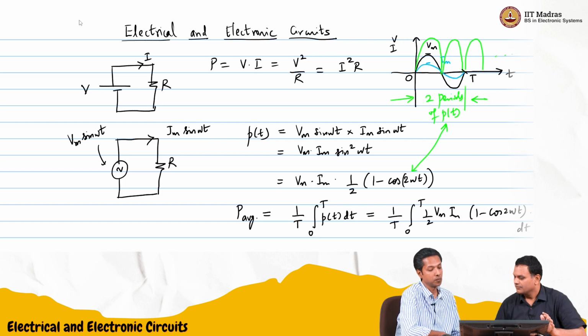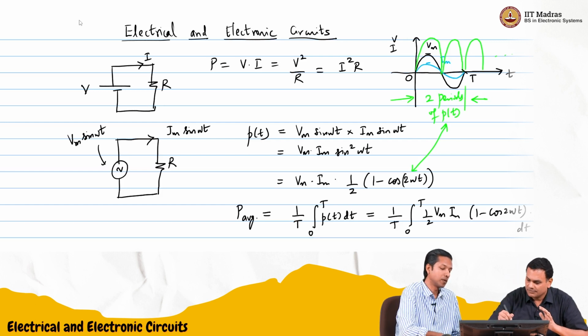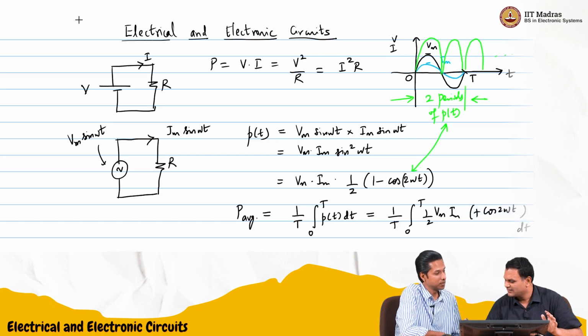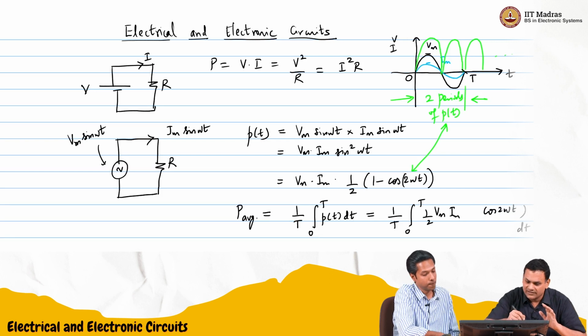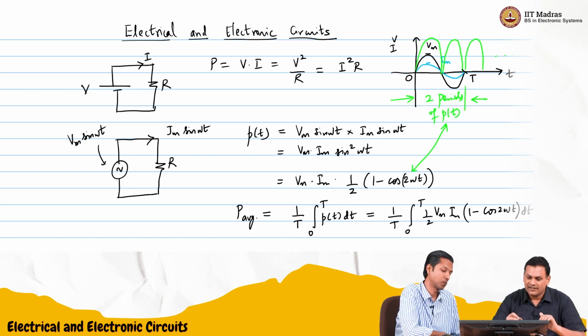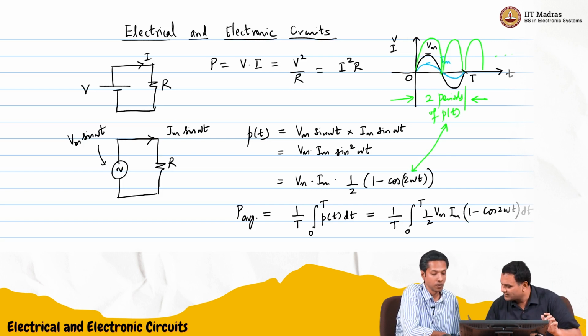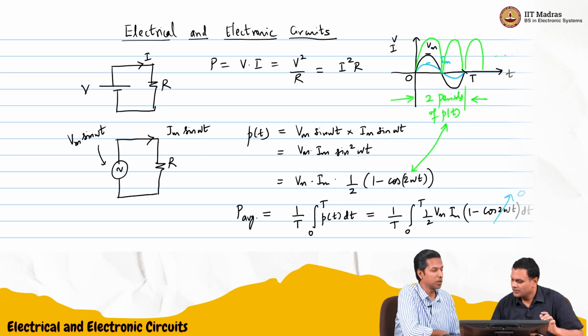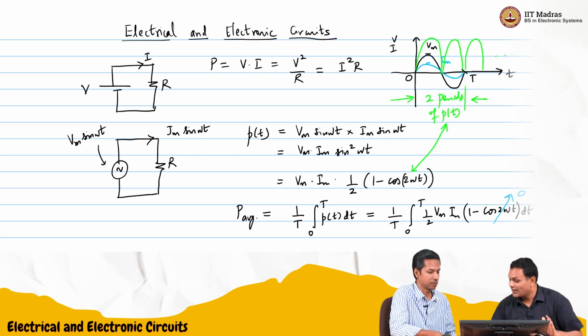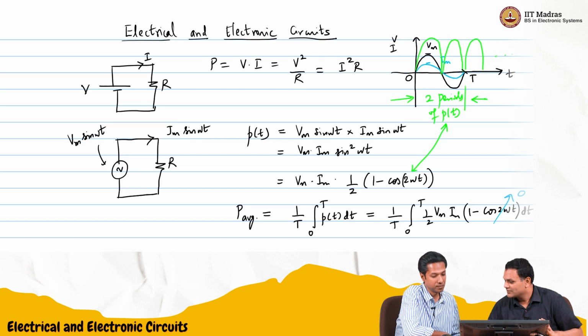Anyway, this cos 2 omega t term will go to 0. Yes, this term will get integrated to 0, because it's a sine wave or cosine wave, and the average value over a cycle is 0. In fact, you're averaging over 2 cycles, because this is cos 2 omega t.